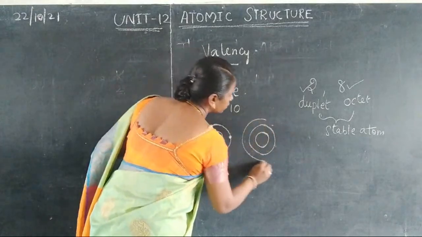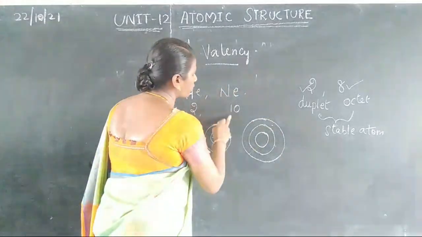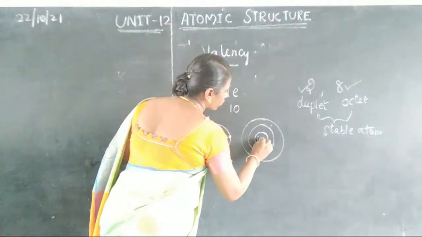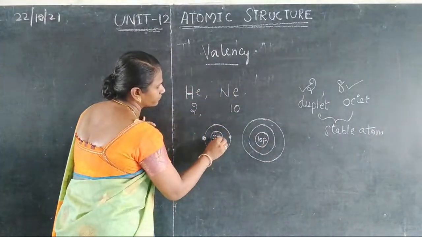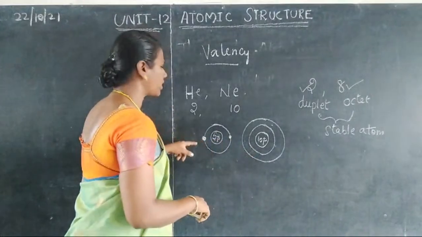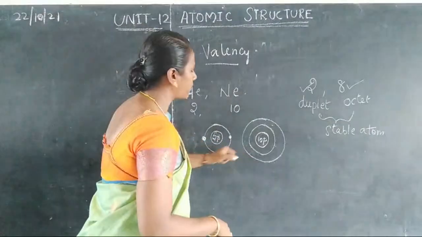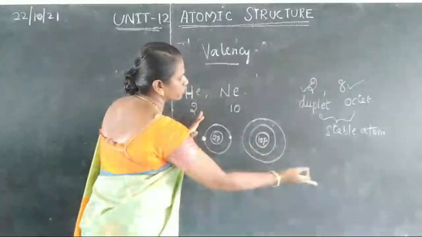Neon has 2 shells around it. In the nucleus of neon, there are 10 protons. As you already know, the number of protons is equal to the number of electrons. So there are 10 protons in the nucleus and 10 electrons around it.